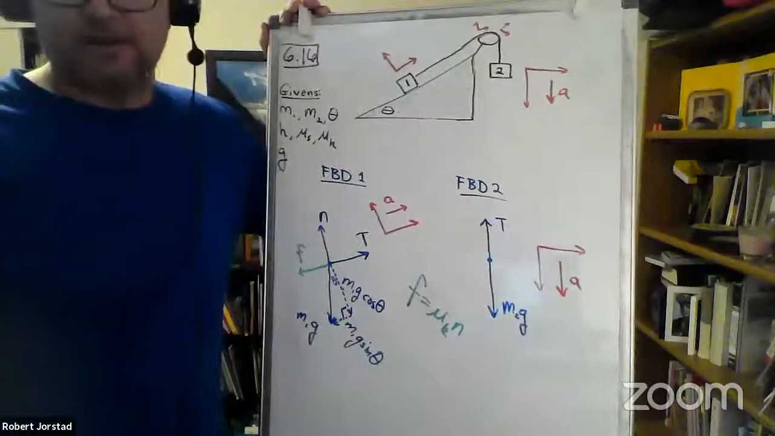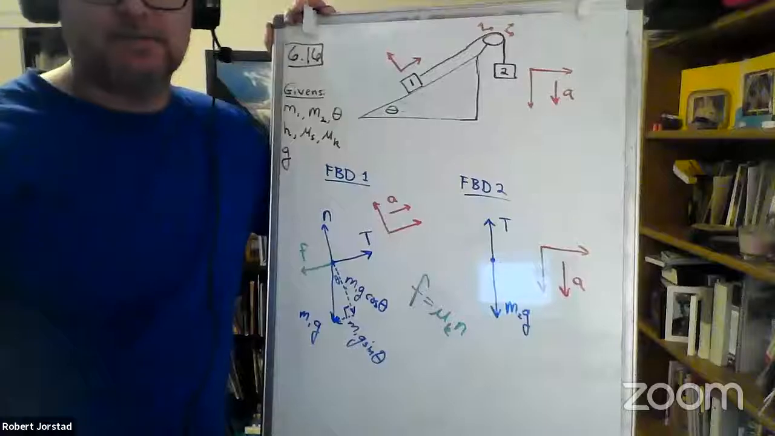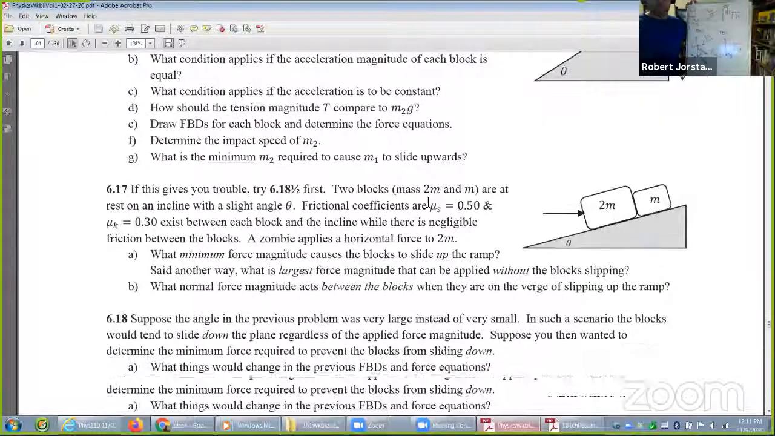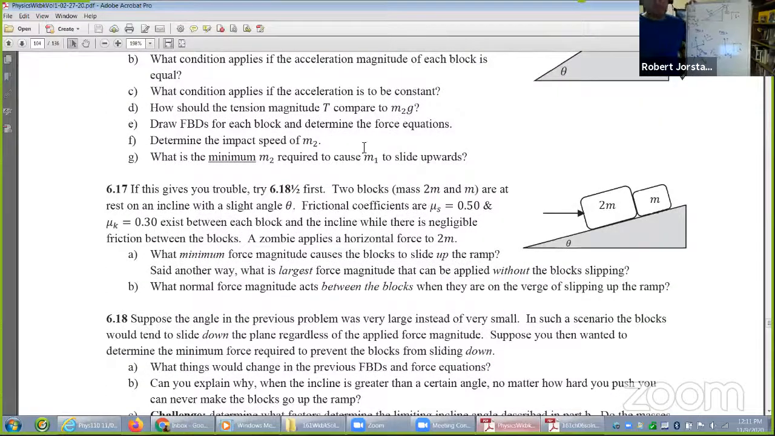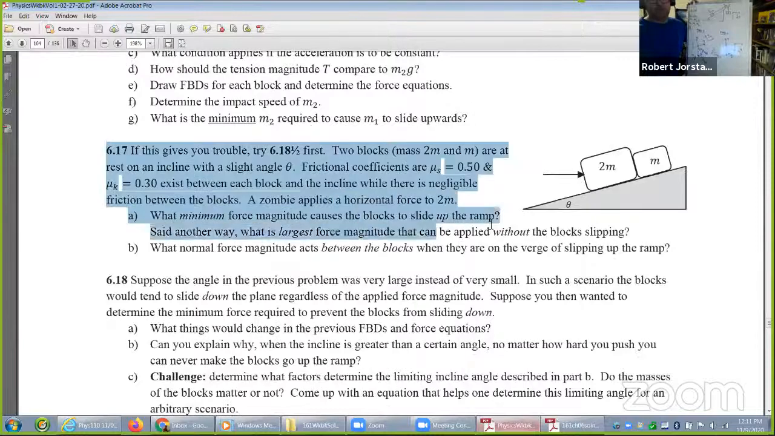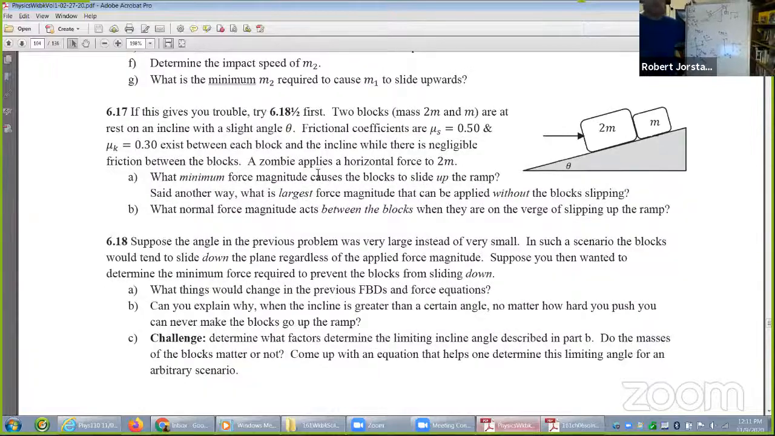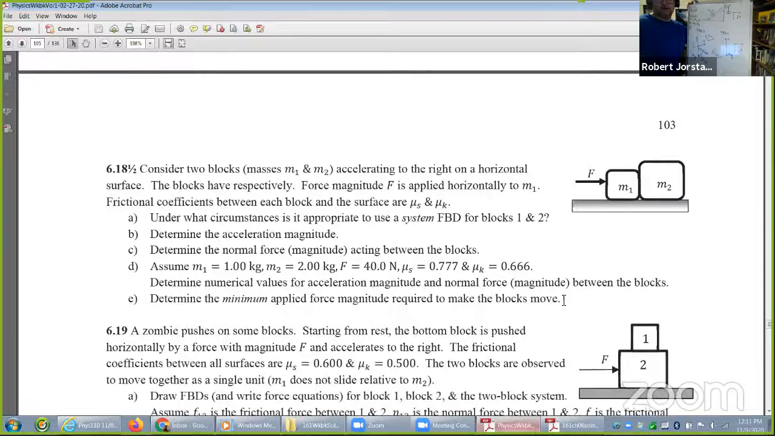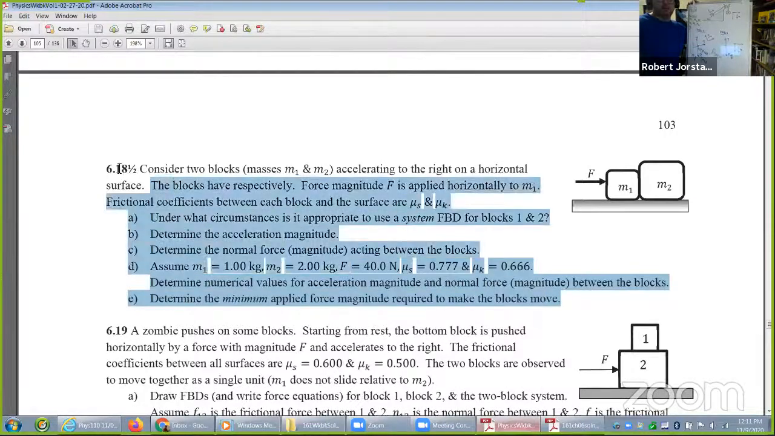All right. Let's see what else we've got here. Let's try and squeeze in one more. Ooh. Yeesh. Oh, mean old Mr. Jorstad. Okay, if this gives you trouble, try 6.18 and a half first. Well, it's probably going to give us trouble since we're getting started here. So maybe we should look at 6.18 and a half. All right. Oh yeah, these problems. Oh my gosh.